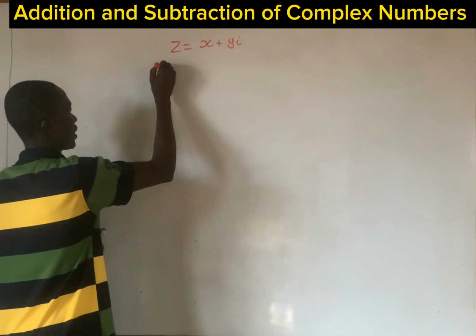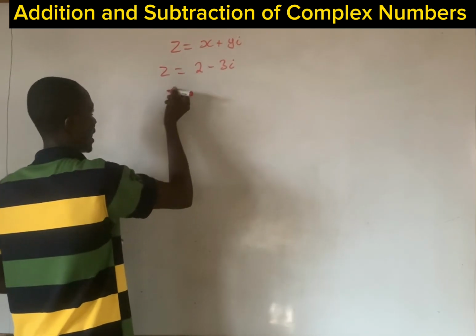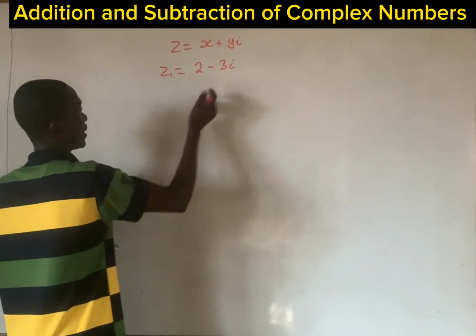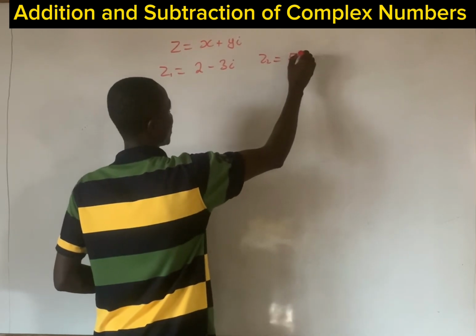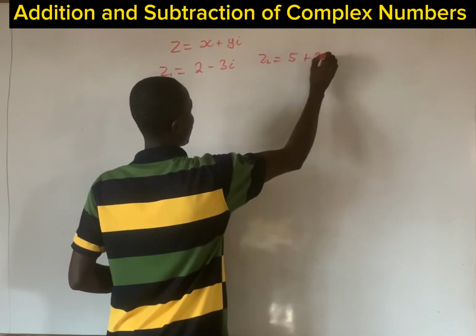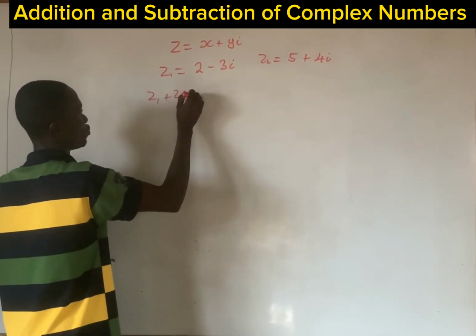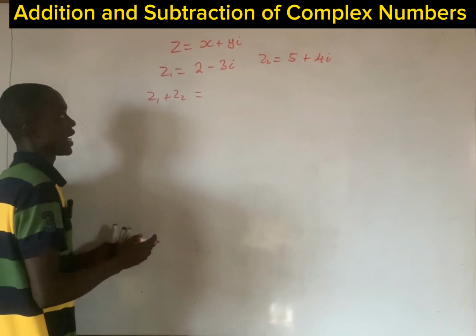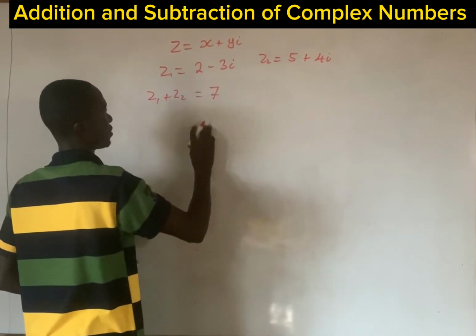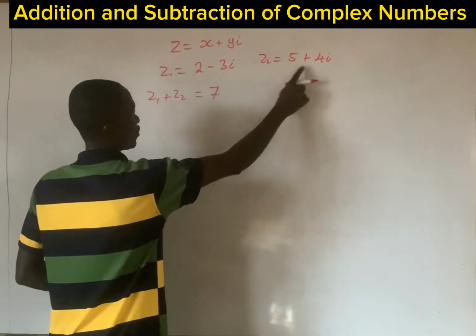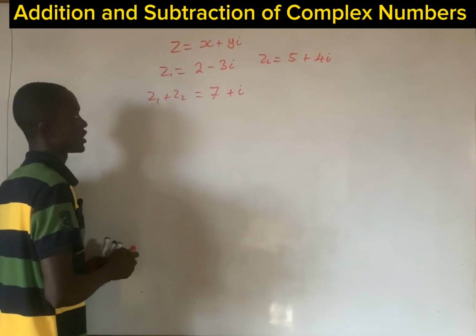So if I have the complex number z1 equals 2 minus 3i, and z2 equals 5 plus 4i, then z1 plus z2 is simply found by adding the real parts together. 2 plus 5, 7. Then minus 3i plus 4i gives plus i in a very simple way.